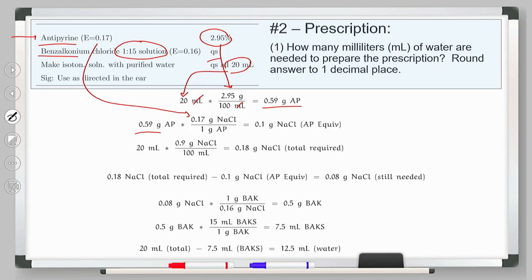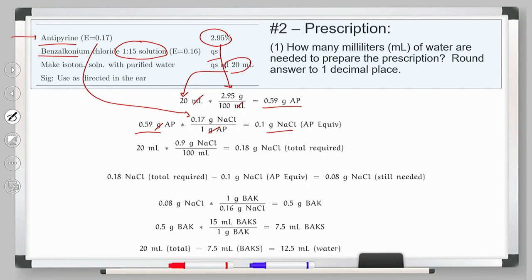And in this case, since we want to convert from drug to sodium chloride, we multiply so that grams of drug cancel, and I end up with equivalent grams of sodium chloride. So when I multiply that, I get 0.1 grams of sodium chloride. That's how much my 0.59 grams of antipyrine mimics. That's what it's like in solution. That doesn't tell me where I need to end up at. That tells me what I have.